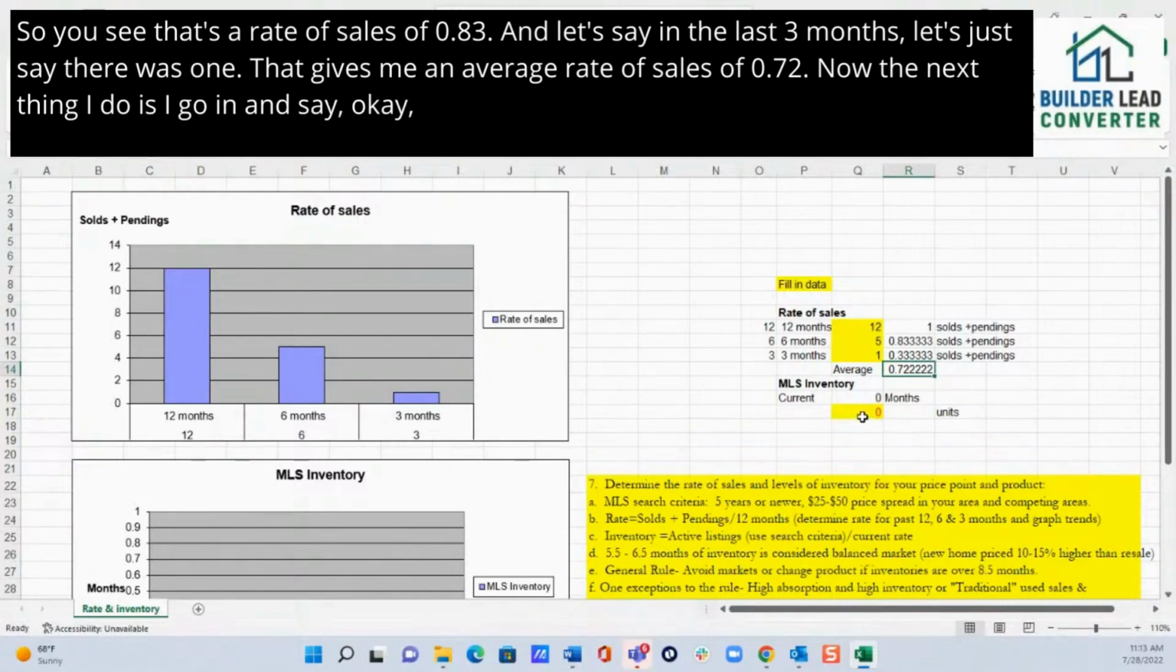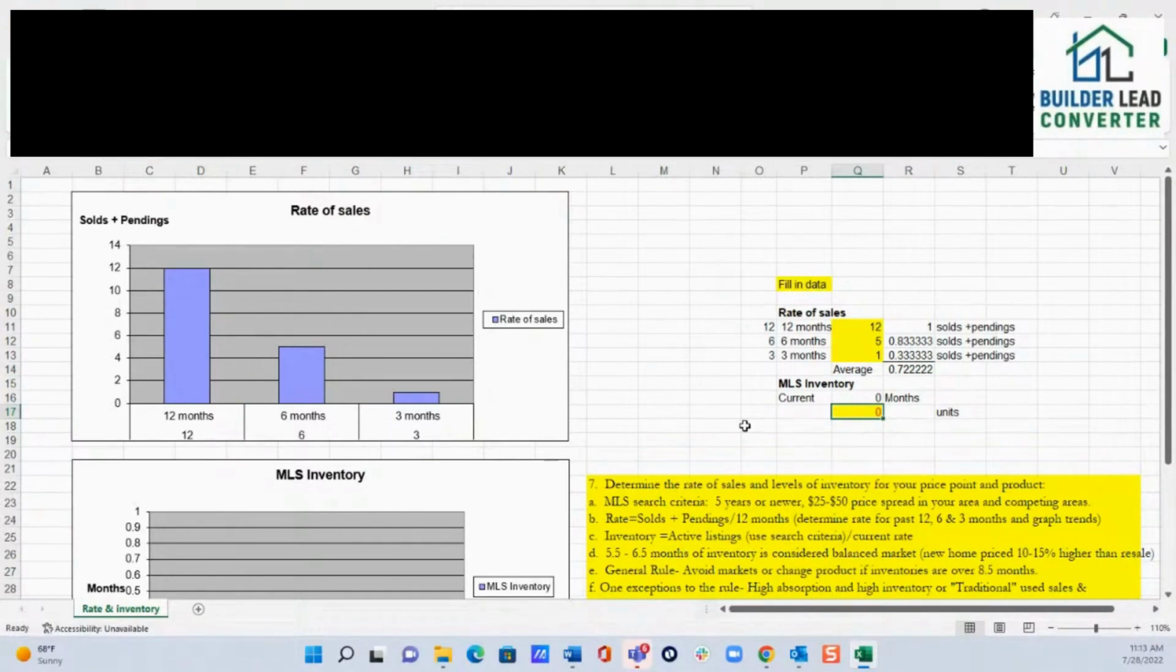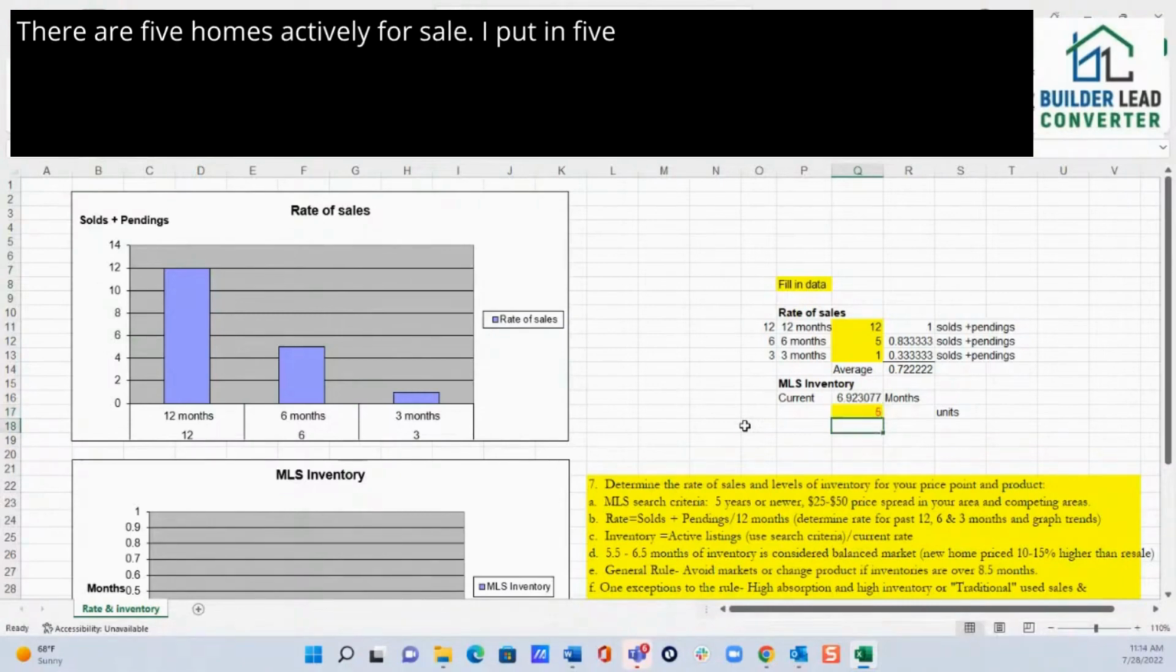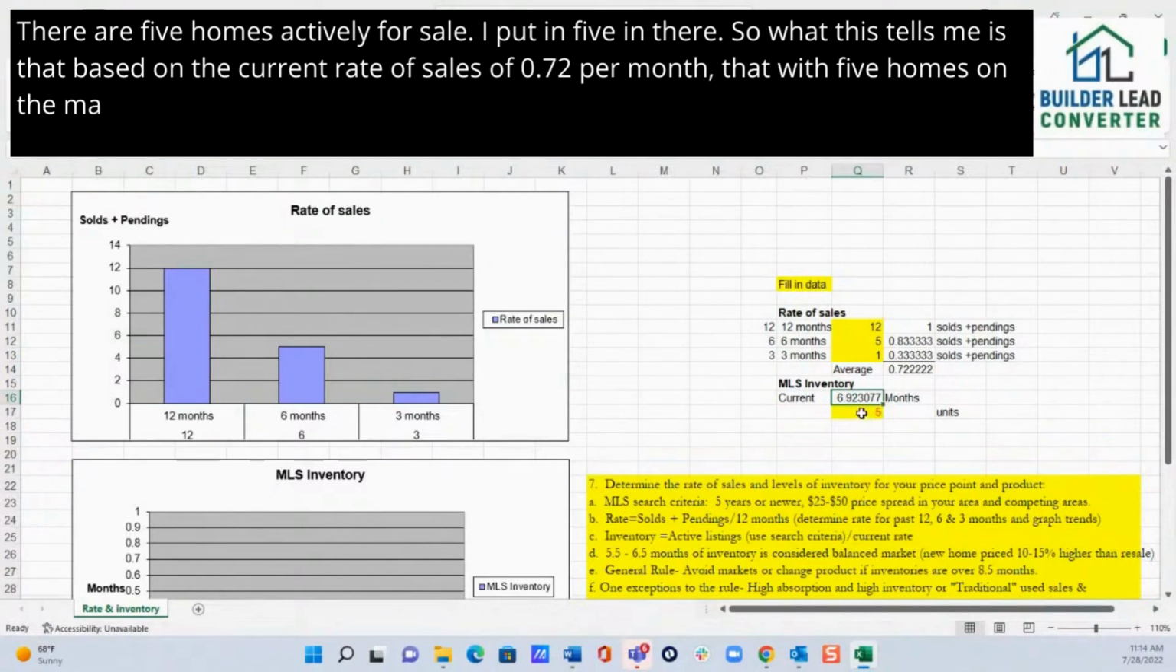Now, the next thing I do is go in and see how many homes are actively for sale in this price category. So I do my research. Let's say, as an example, there are 5 homes actively for sale. So I put in 5 there. What this tells me is that based on the current rate of sales of 0.72 per month, with 5 homes on the market, it will take 6.92 months to sell those.